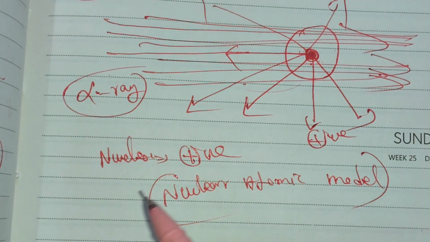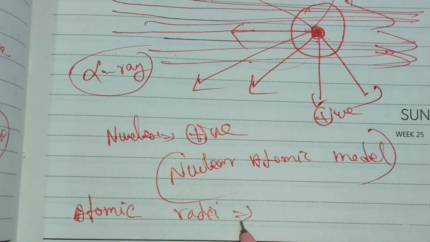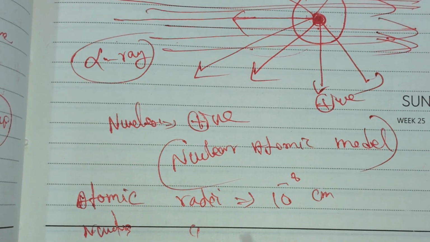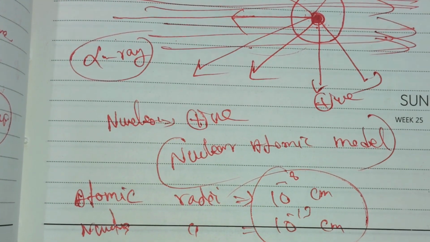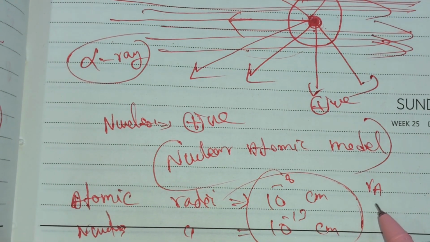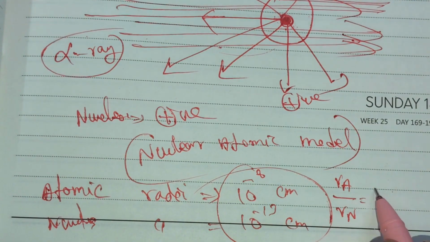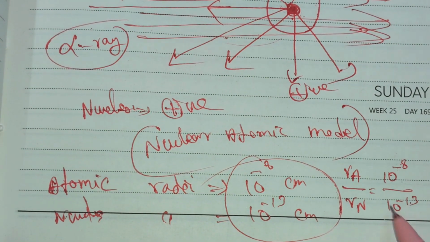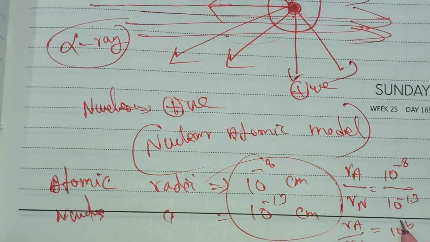Okay, next, for example, in the case of atomic radius, the atomic radius is 10 to the power of minus 8 centimeter, as well as the nucleus radius, 10 to the power of minus 13 centimeter. So we can take the ratio between the atomic radius Ra and the nuclear radius Rn. Atomic radius is 10 to the power of minus 8, and nuclear radius is 10 to the power of minus 13. So inverting, Ra divided by Rn is 10 to the power of 5 times.